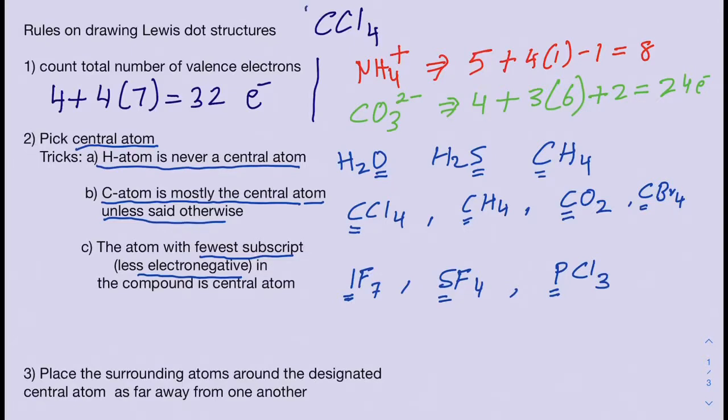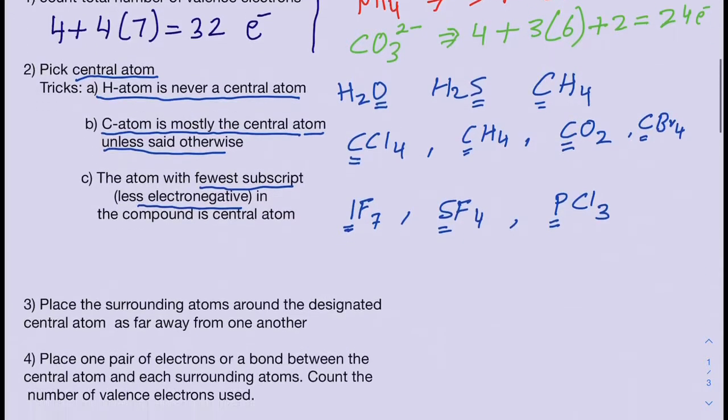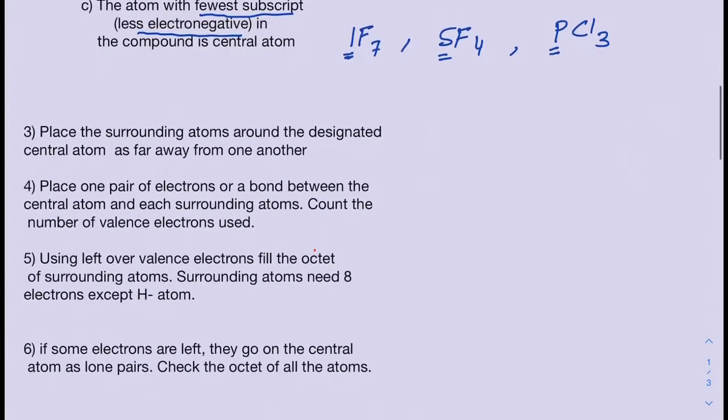Okay, so remember we have taken our example at CCl4, and that's what we're going to be looking at as we move along. So once you determine your central atom, the next step is to place your central atom. Okay, so I got carbon as my central atom, and place the surrounding atoms as far away from one another. So I got 4 chlorines. The best way to put 4 chlorines as far away from one another is by putting them in 4 directions like this. Okay, so that's the best way of doing it. So that's this rule 3 right there. So we're done with that.